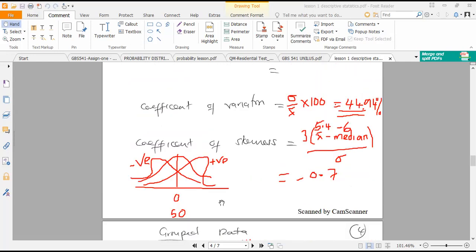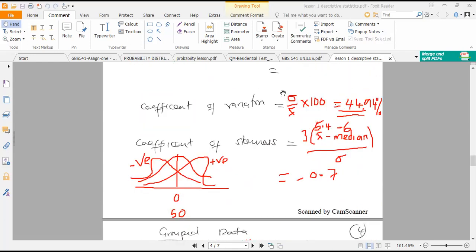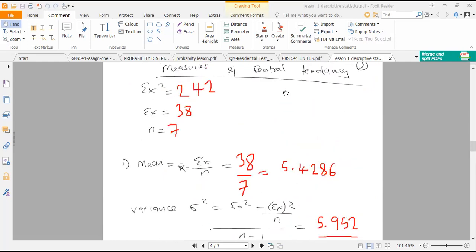So this is how we look at ungrouped data. These are the small things that people get to mess up. So this is on ungrouped data. Any questions on ungrouped data?